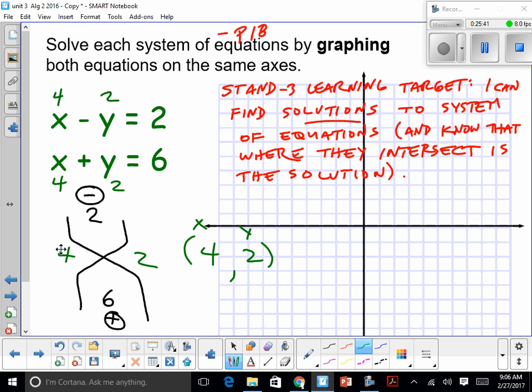the point 4, 2. Or I should even say it this way: please graph the point 4, 2. And that will be the solution to the system of equations.